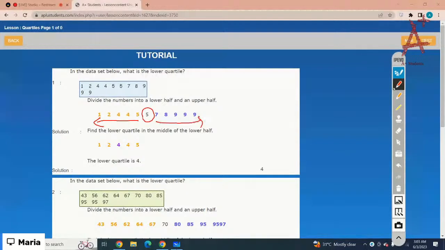Okay, you have to divide the numbers into lower half and upper half. So just look at the lower half now. Just the group of numbers that is before the median, you have to find the middle number of this one. So the middle number, the median of this group, is 4. You can say it is the lower quartile. Got it?